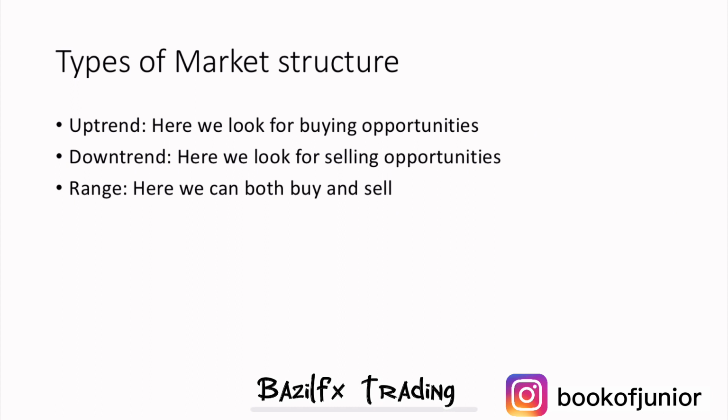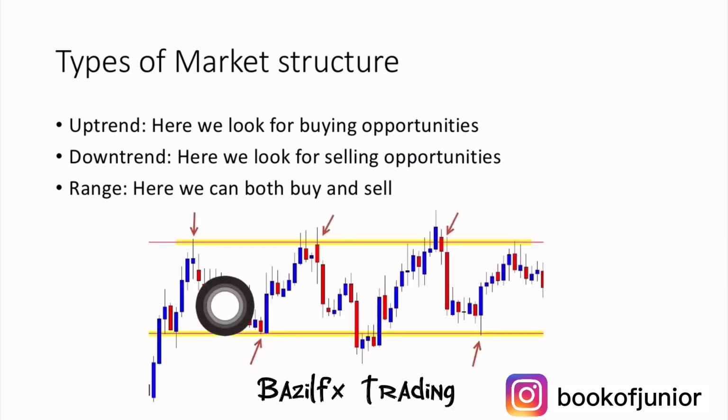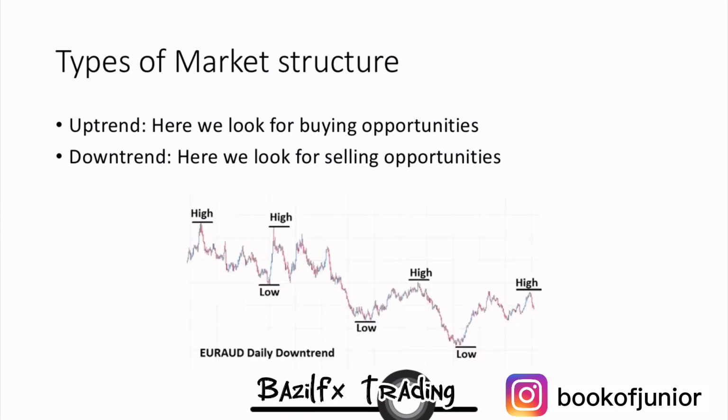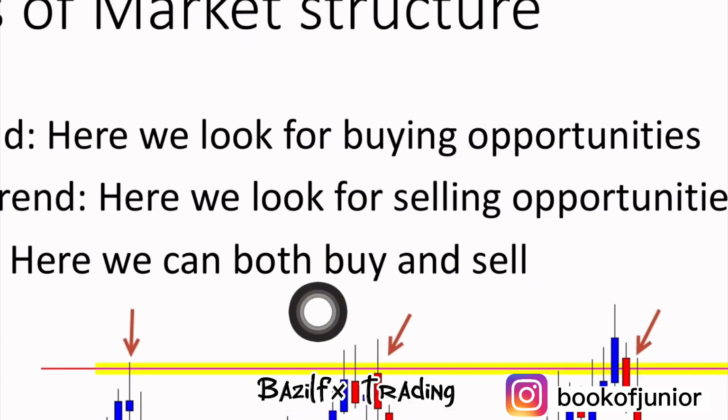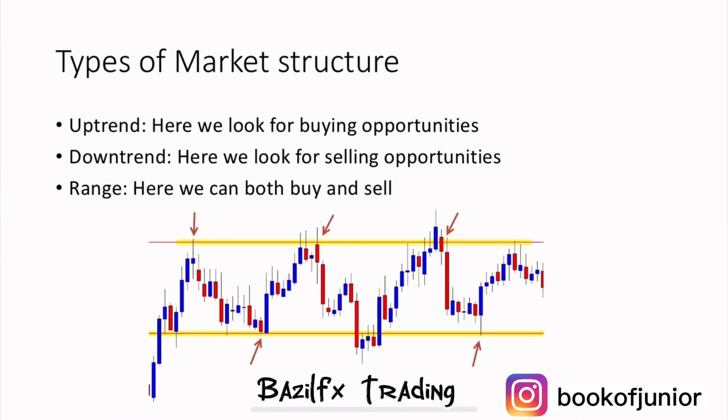Then a ranging market is a market that forms a series of highs that are equal, and the lows are equal. So it finds resistance at this level and it finds support at this level. This is what we call a ranging market. On a ranging market, we can both buy and sell. It's not like the other markets where you're only looking for either buying or selling opportunities. When price comes to the upper side and we see rejection like this, we sell to the downside. Again, when it comes to this level, which is our support zone, we buy to the upside. Again, when it comes to the resistance level, we sell to the downside like that.